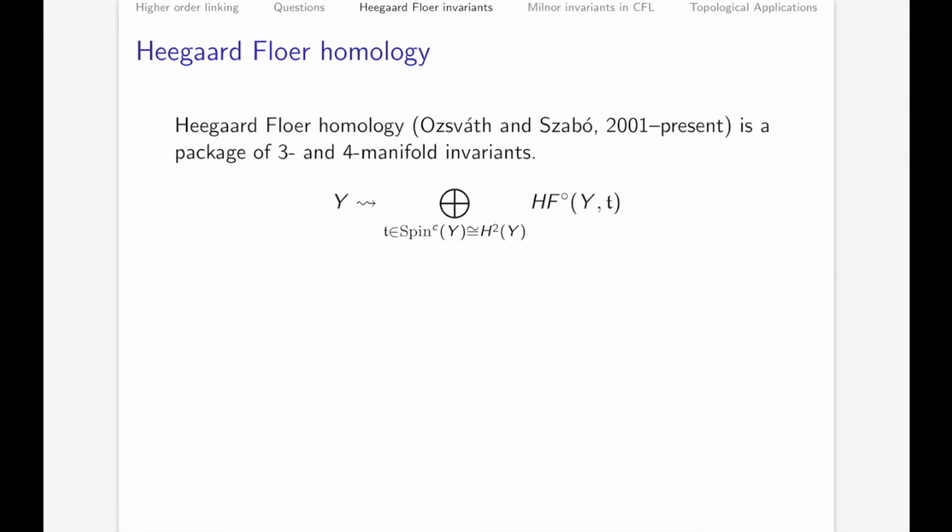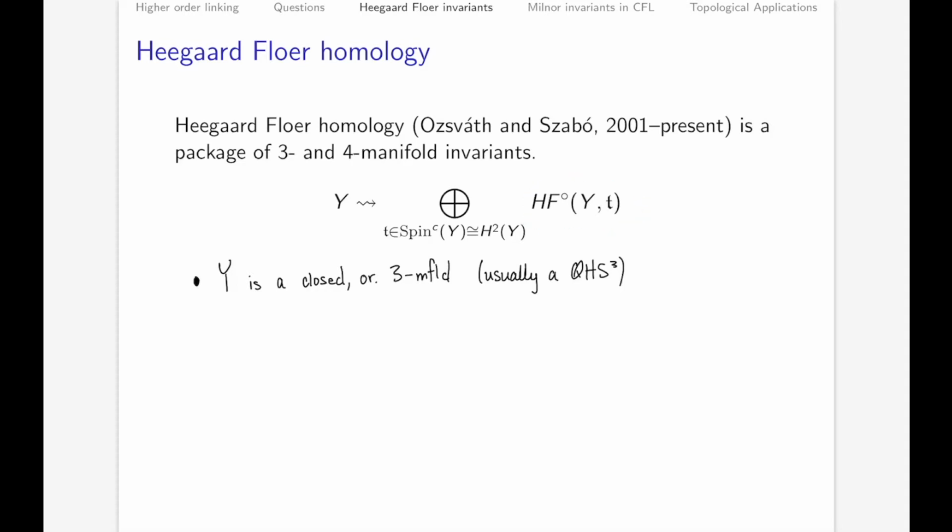So let's talk a little bit about Heegaard Floer homology now. Heegaard Floer homology is due to Ozsváth and Szabó, starting in about 2001 and going on today. And it has been worked on by many different people. It's a powerful package of 3 and 4 manifold invariants. And roughly speaking, what you do is you take Y. Y is usually a rational homology sphere, and you associate to Y a module.